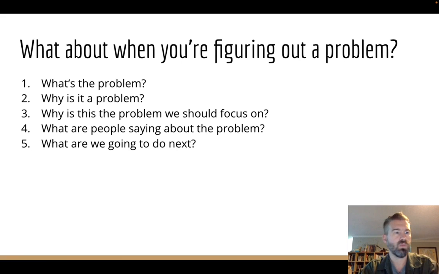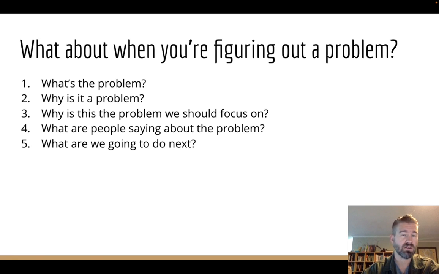So when we're approaching this, and this is an analogy that I probably have used in other videos, and we'll go through it in a little bit more detail today too, with the research project and with the essays, if we boil it down to simple questions, those questions that you could ask a 5-year-old or that a 5-year-old could ask you. Number one, what's the problem? Why is it a problem? Why is it a problem that we should focus on? Like, why is it worth our time and energy? What are people saying about the problem? And what are we going to do next?